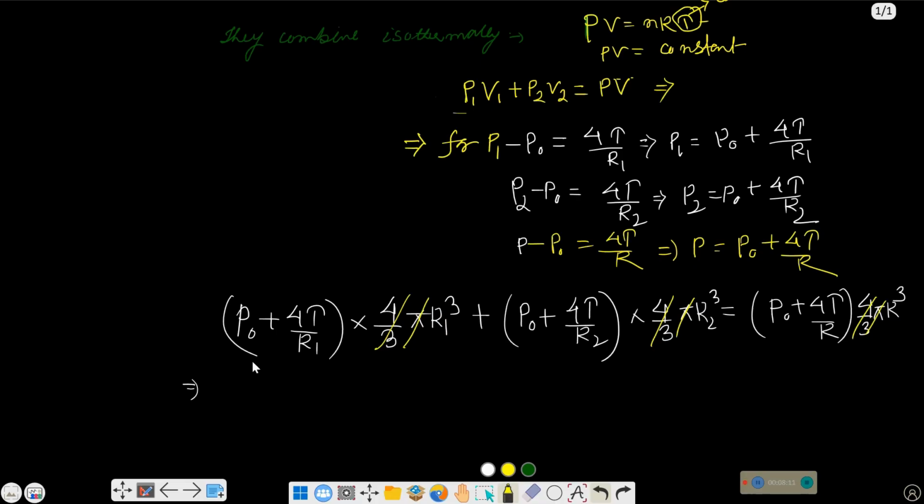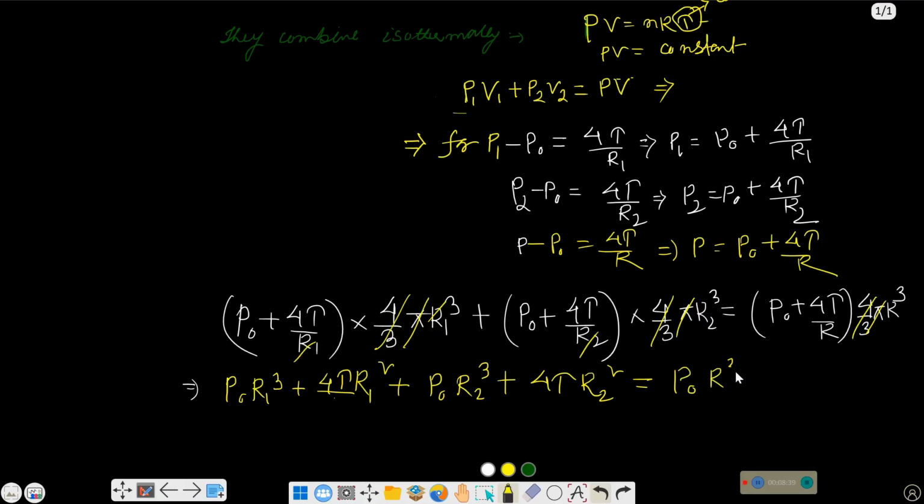Now after this we will be left with P0 R1 cube plus 4T by R1 into R1 cube, which is 4T R1 square, plus P0 into R2 cube plus 4T R2 square. This is equal to again P0 into R cube plus 4T by R into R cube, which is 4T R square, right?